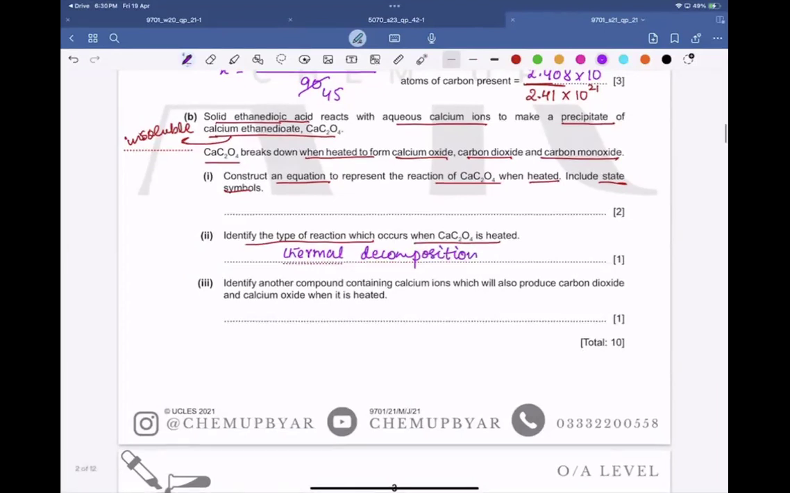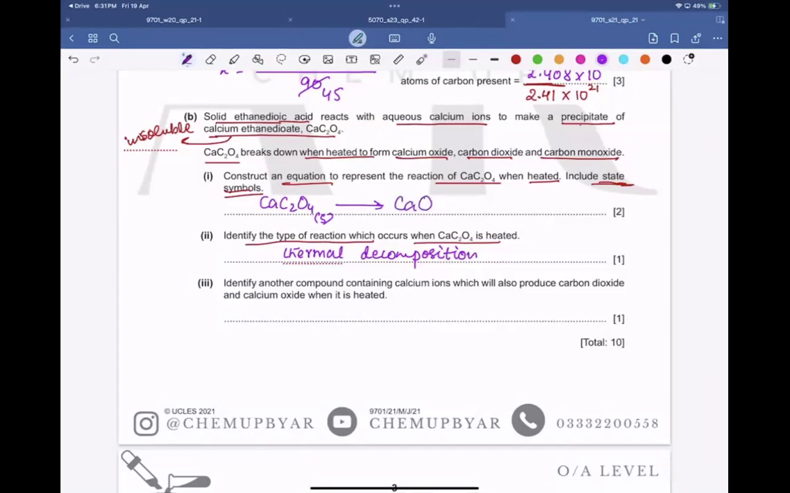Okay. Now here, construct an equation. The previous part. You have to construct the equation and you have to include the state symbols. Here, the examiner has asked you. And another thing, the examiner didn't ask about balancing it, but you have to balance it. That's the important thing. Okay. So CaC2O4, calcium ethanedioate, as it forms a precipitate, it means it's a solid. When heated to form calcium oxide, an ionic compound.